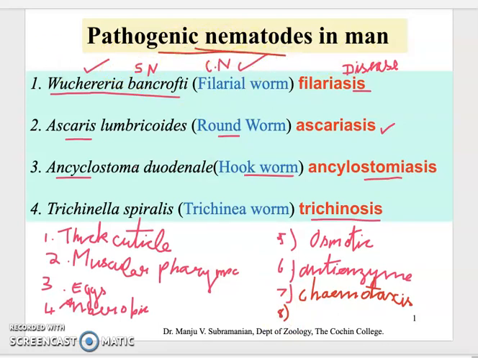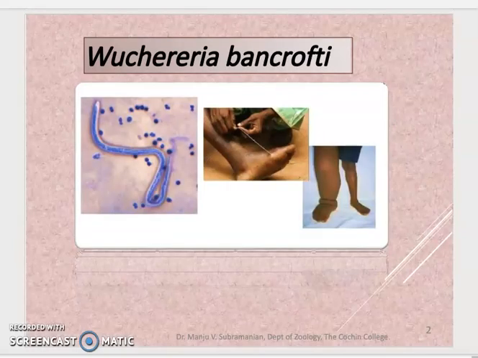Then we will just pass on to our point of interest, that is the first parasitic nematode, that is Wuchereria bancrofti. This Wuchereria bancrofti, commonly called a filarial worm, is a parasitic nematode which is spread by a mosquito vector, and it is one of the 3 parasites that cause lymphatic filariasis.